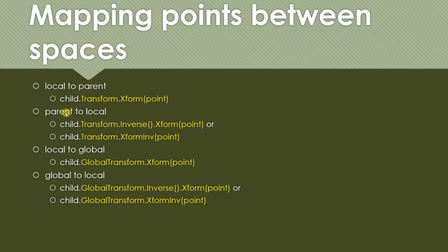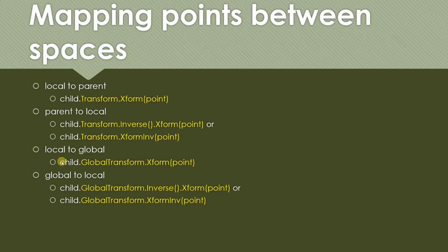How do you go backwards from parent to local? So if the point was specified relative to the parent, how do you make it be specified relative to you? Here's how you do it. There's two ways. You get the transform again, and then you get the inverse of that transform, and you call the xform method of that, passing in the point. Or you can take this little shortcut, which does the same thing in the background. You get your transform, and then you call xform inv, which stands for xform inverse, and pass in the point.